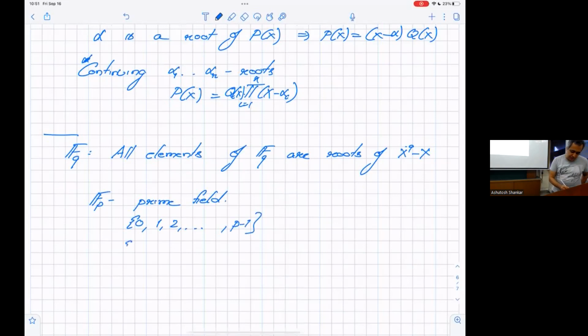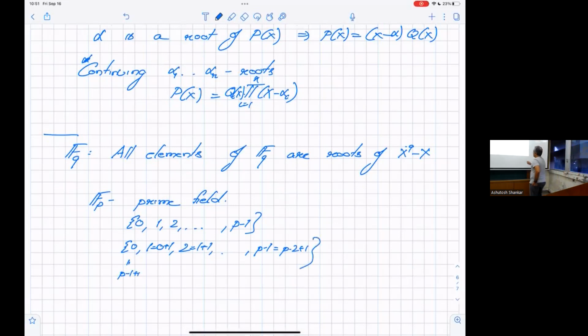Notice what this is. This is 0. This 1 is actually 0 plus 1. 2 is actually 1 plus 1. And then p minus 1 is p minus 2 plus 1. So it's sort of a cycle. By addition by 1, it lets you cycle through the whole thing. And in fact, 0 is p minus 1 plus 1. Okay, what's so great about this?